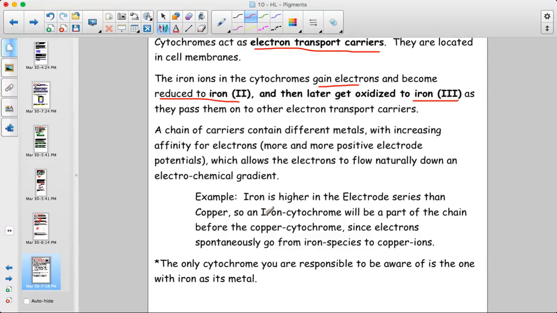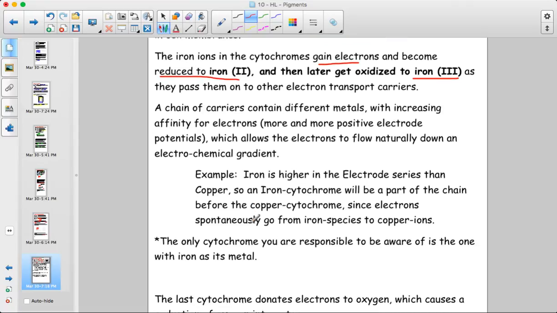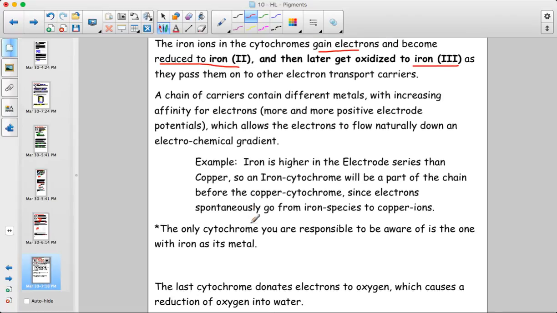So for example, if iron is higher in the electrode series than copper, there is a cytochrome further down the electron transport chain that will contain copper ions. And so as the iron has the electrons, they will naturally and spontaneously move to the cytochrome that has copper, because that's how the electrons are more spontaneously going to transfer. They're more attracted to the copper ions. So you don't have to know anything about other cytochromes. You only have to know this example that contains iron.